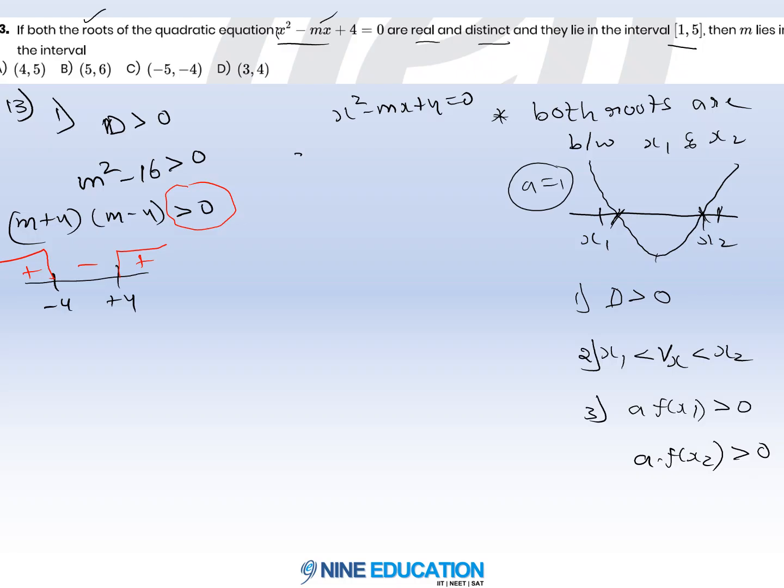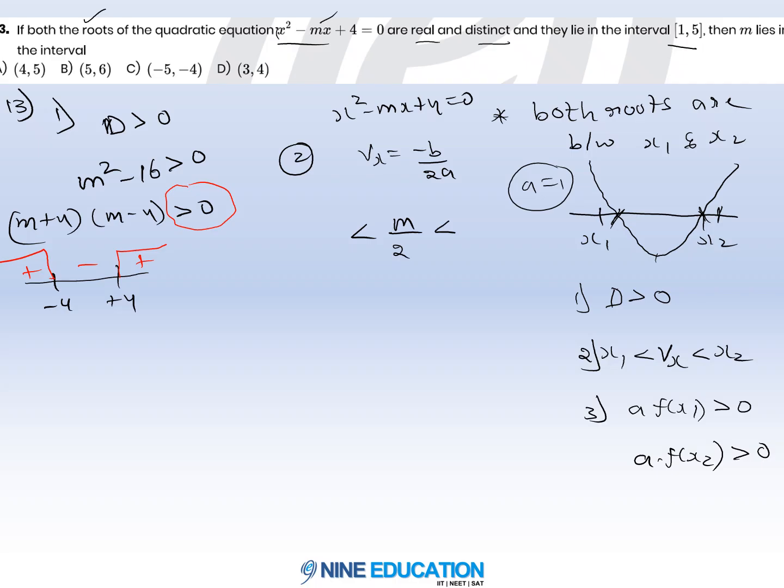Vertex should be between x1 and x2. What is the vertex? The vertex x coordinate we find by using minus b by 2a. For this, minus of minus m, m by 2 into 1, which is m by 2, will be less than x1 less than x2.